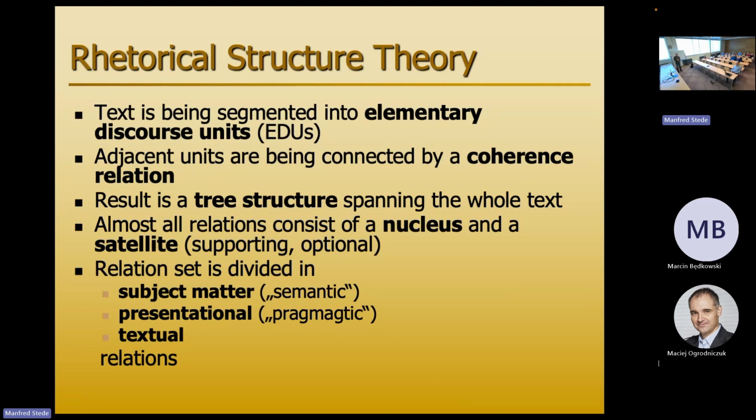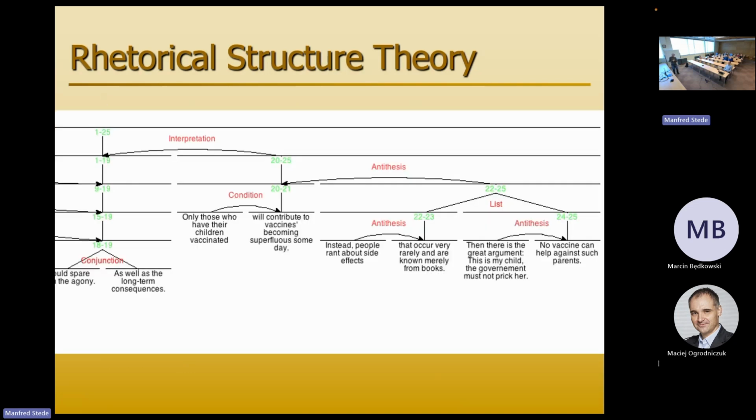One idea is that these relations are not symmetrical. Most of them are. They say one of my arguments is more weighty than the other. This is called the nuclearity aspect. So these relations have one nucleus and one satellite. We will see examples, of course. And the relation set is divided into families that I will also show in a second.